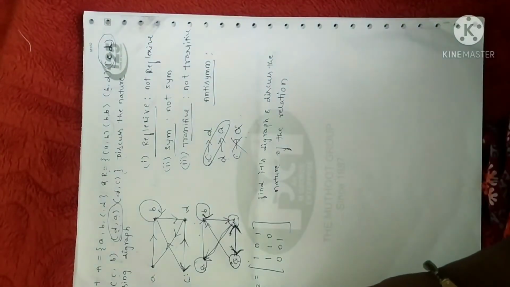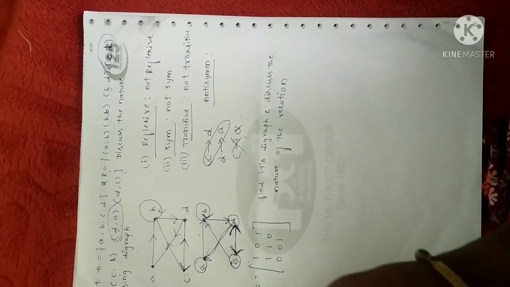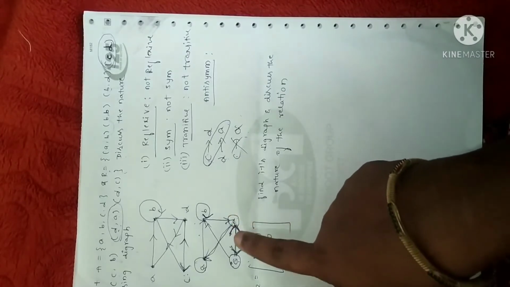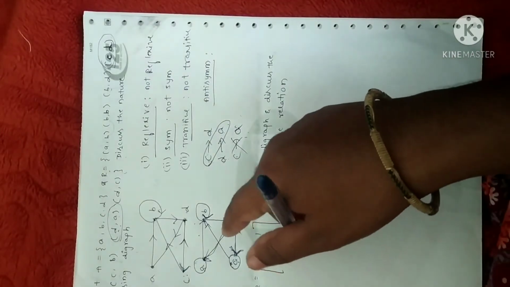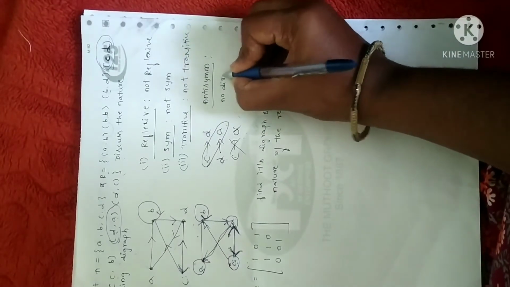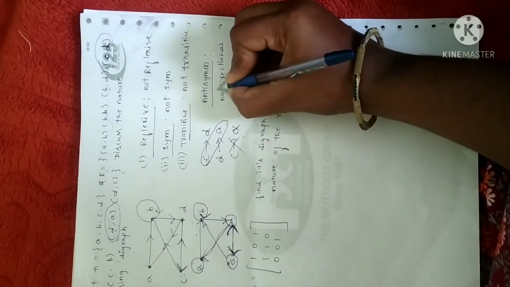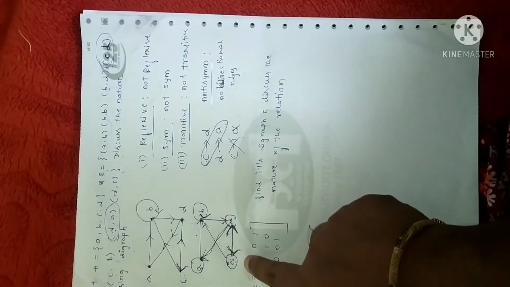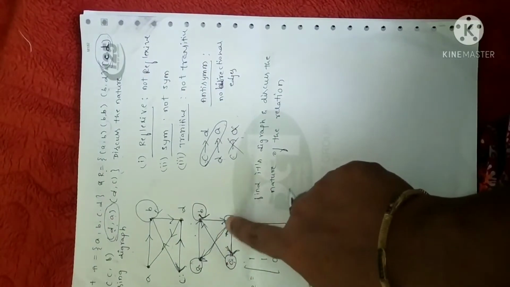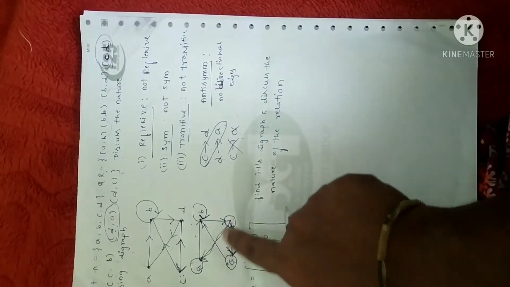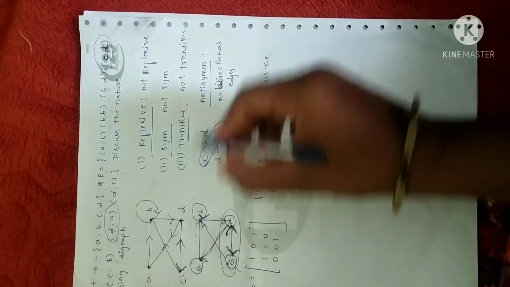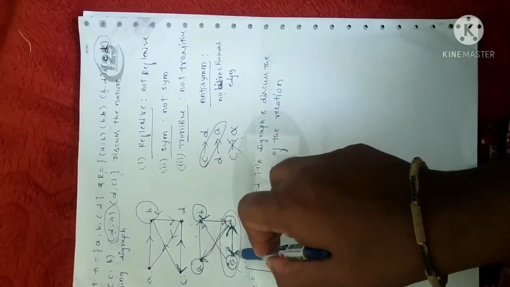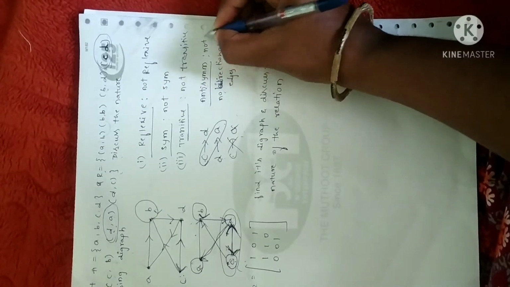Antisymmetric. So, as I already told you, we can say it is antisymmetric only when there are no bidirectional edges. We can remember it like this: no bidirectional edges. Do we have any bidirectional edge here? Yes, we have. See here, C to D I have an edge. Again D to C I have an edge. At least one pair has a bidirectional edge. But as per antisymmetric, there should not be any bidirectional edge. Then only it is antisymmetric. But you have a bidirectional edge here, so it is not antisymmetric.